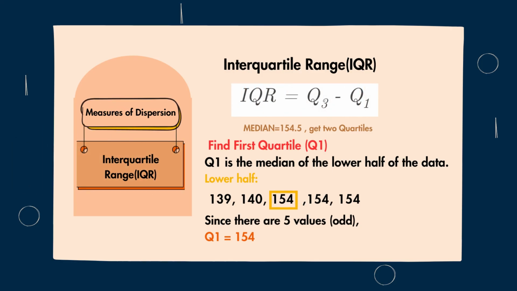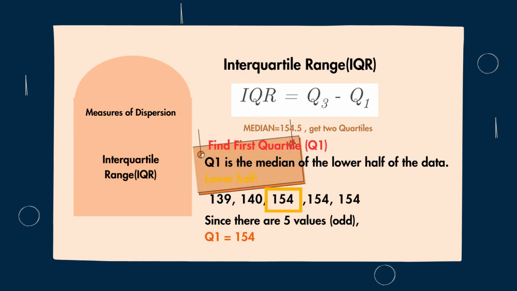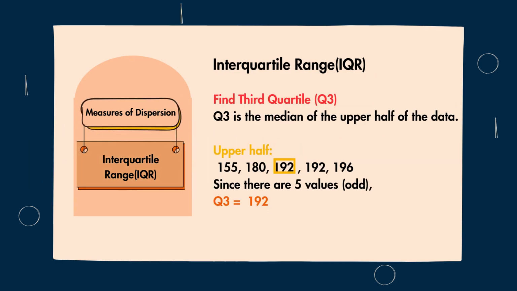Now let's calculate the interquartile range, or IQR. First, we already found the overall median, which is 154.5. To find Q1, the first quartile, we take the lower half of the ordered data, 139, 140, 154, 154, and 154. Since there are 5 values, which is odd, the median of this lower half is the middle value, so Q1 equals 154.